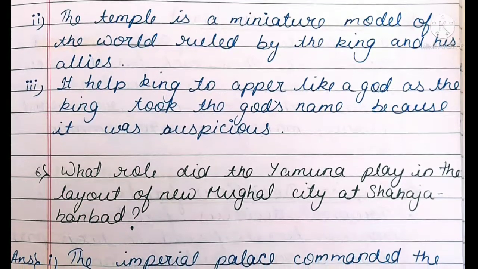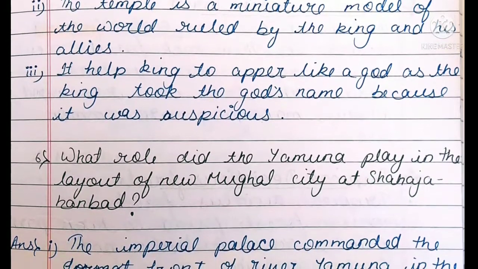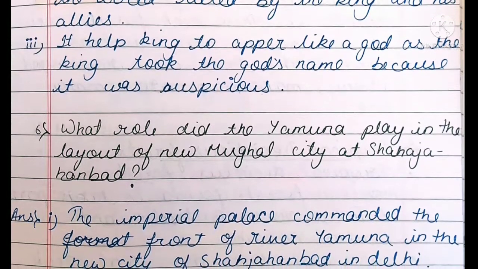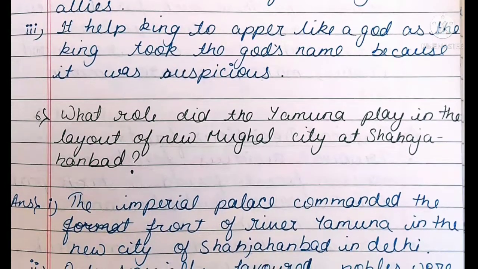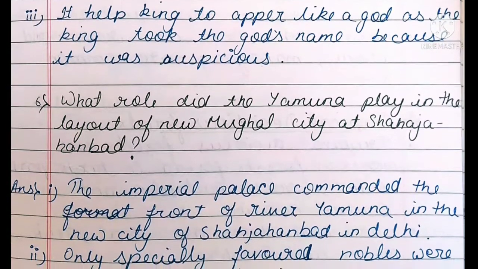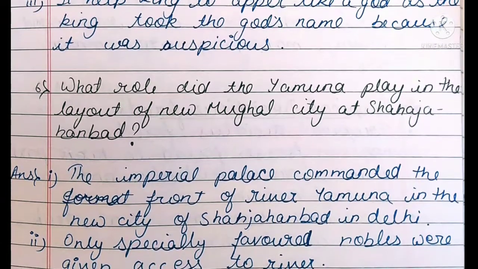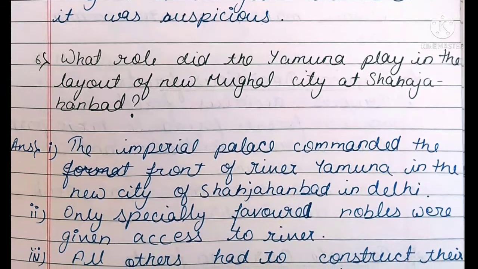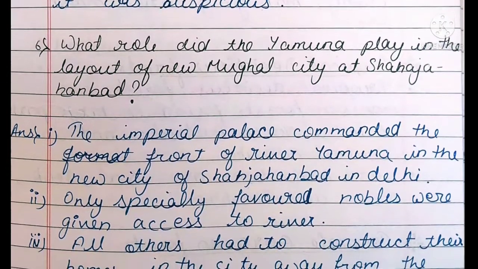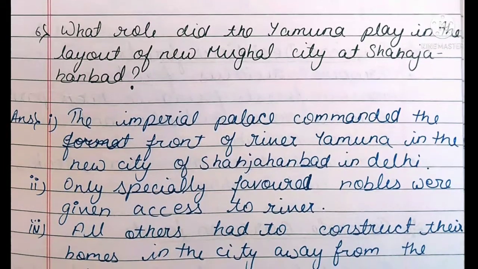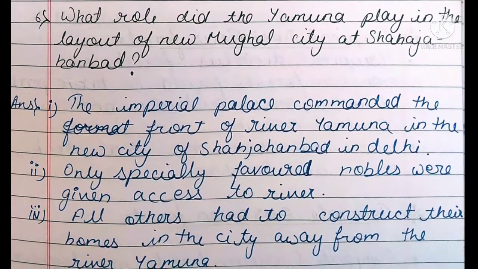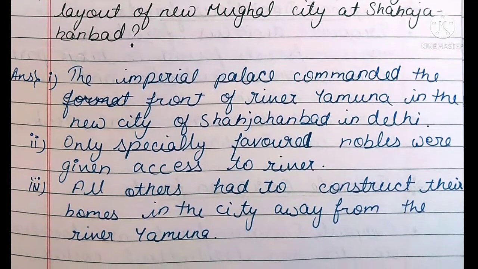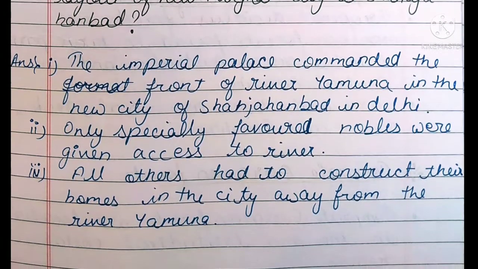Question number 7. What role did the Yamuna play in the layout of the new Mughal city Shahjahanabad? Answer. Point 1. The imperial palace commanded the front of the river Yamuna in the new city Shahjahanabad in Delhi. Point 2. Only specially favored nobles were given access to the river. Point 3. All others had to construct their homes in the city away from the river Yamuna.